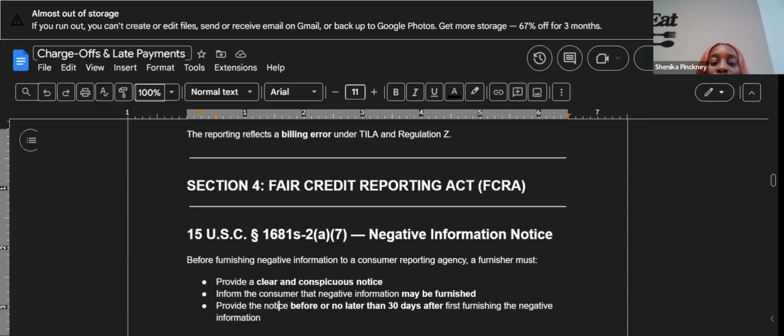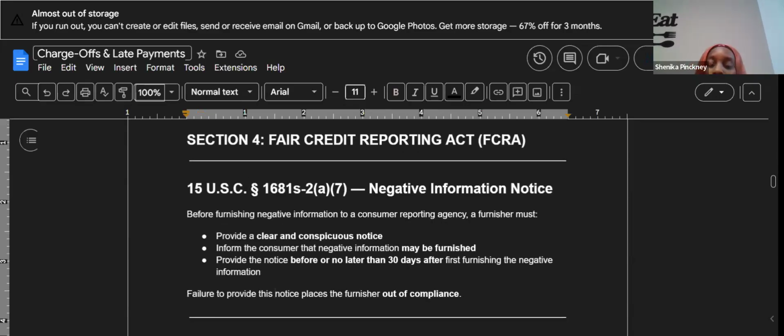All right. Now, Section 4 talks about the Fair Credit Reporting Act, which I just explained to you all before. It's 15 USC 1681s-2(a)(7), the negative information notice.